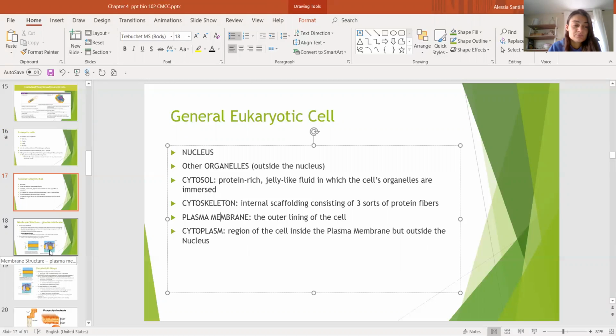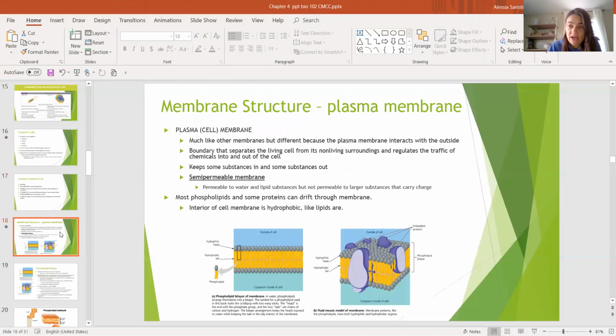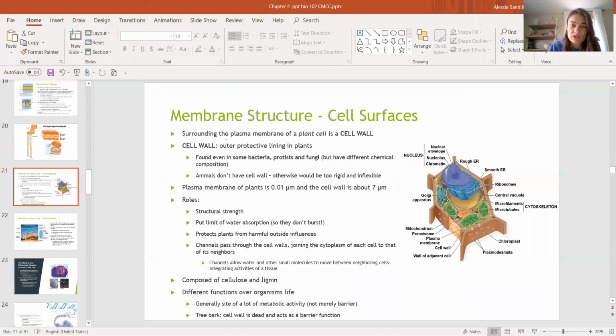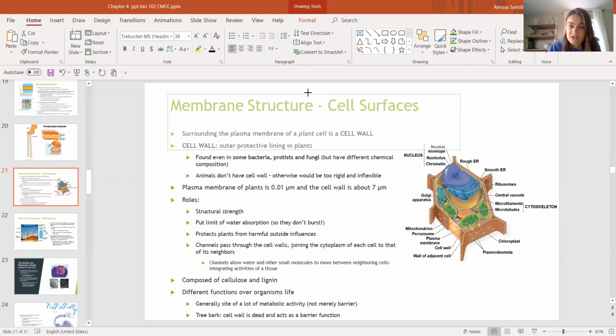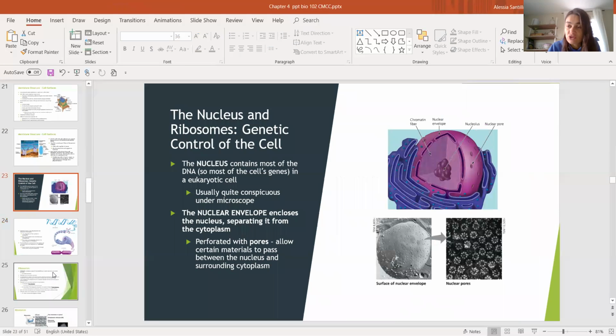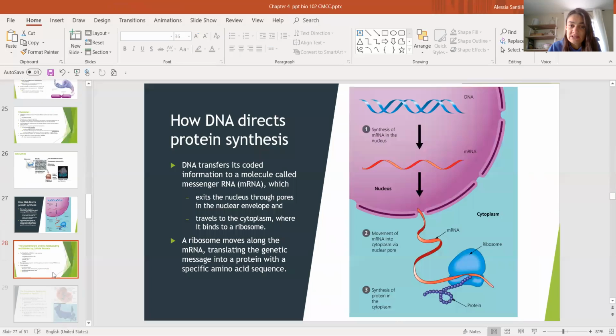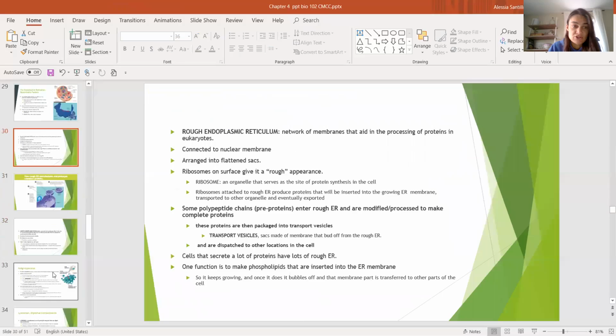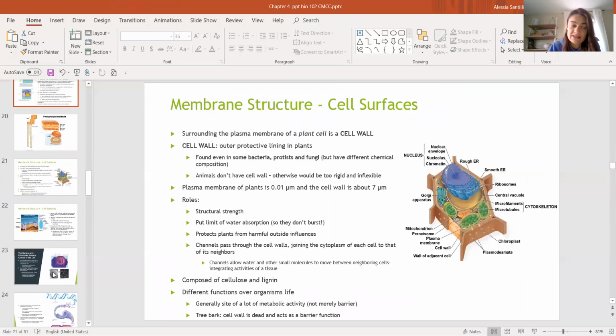Okay, so we're going to go into these different features in a little bit more detail. We'll start with the plasma membrane. Then we'll keep going on the outside, on the cell surfaces a little bit more. And then we'll proceed to things like the nucleus, and then other organelles like ribosomes and endoplasmic reticulum, etc. So that's basically the order of things.